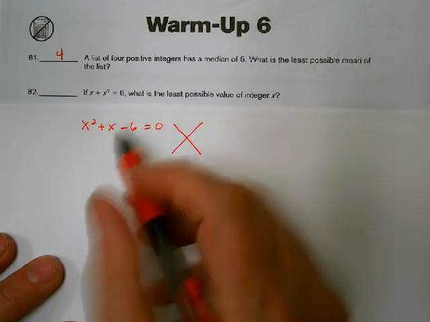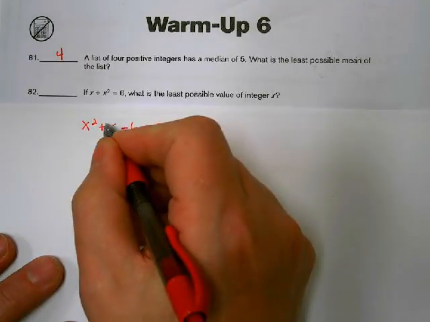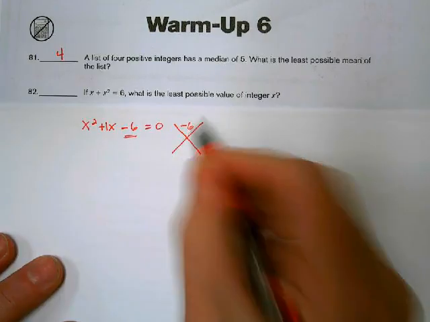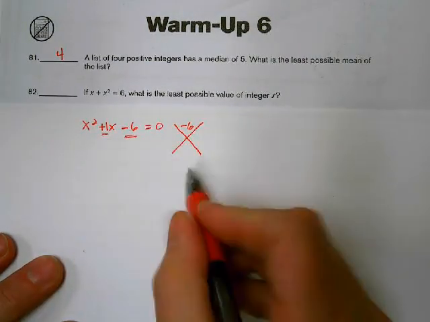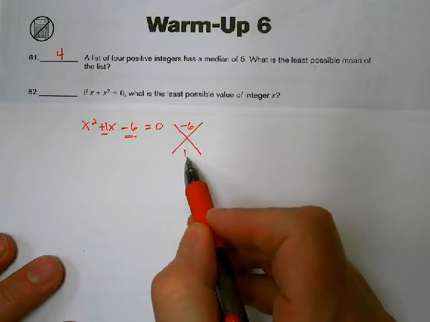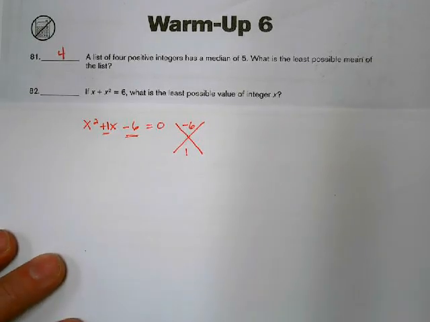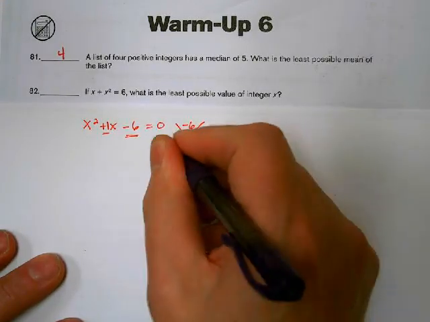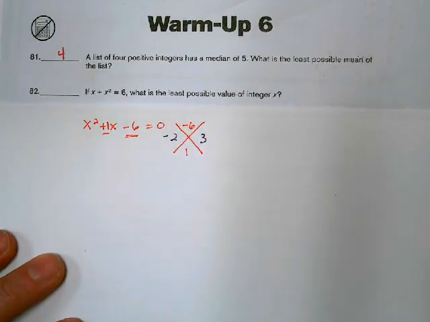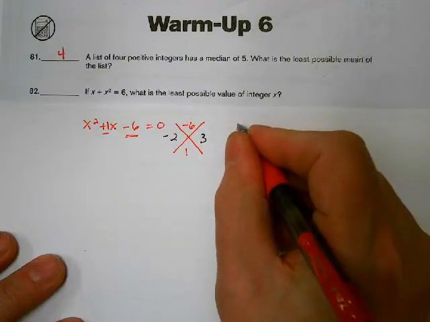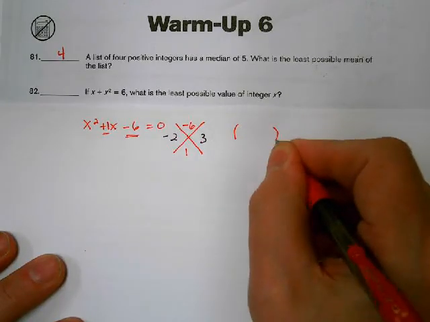So what you're going to do is you're going to look for what number multiplies to give you negative 6, but adds to give you positive 1. So what 2 numbers multiply to give you negative 6, but add to give you positive 1? And that would be negative 2 and positive 3. So I can now factor using this negative 2 and this 3. Factoring is just undoing the distributive property.